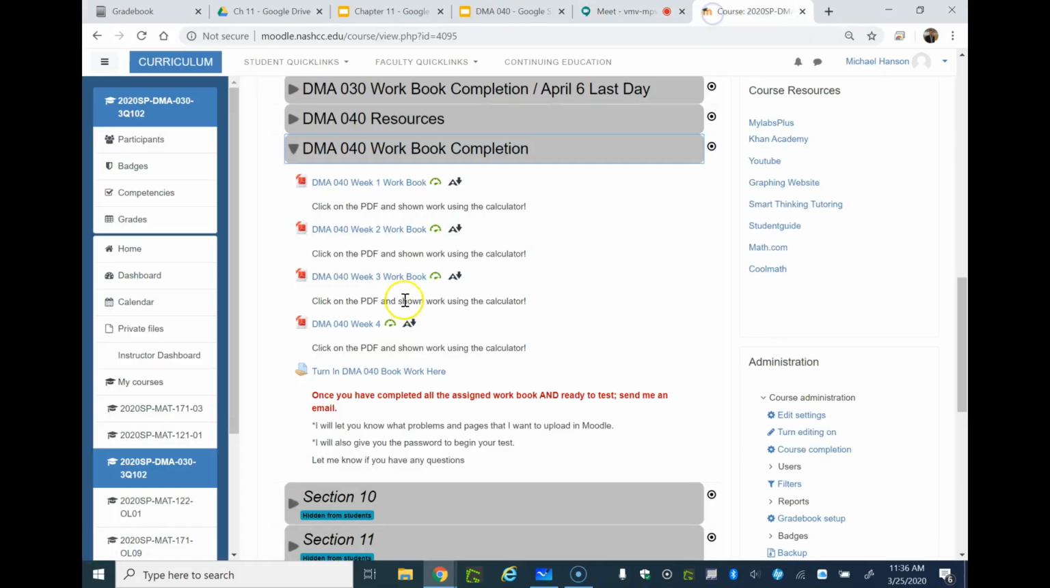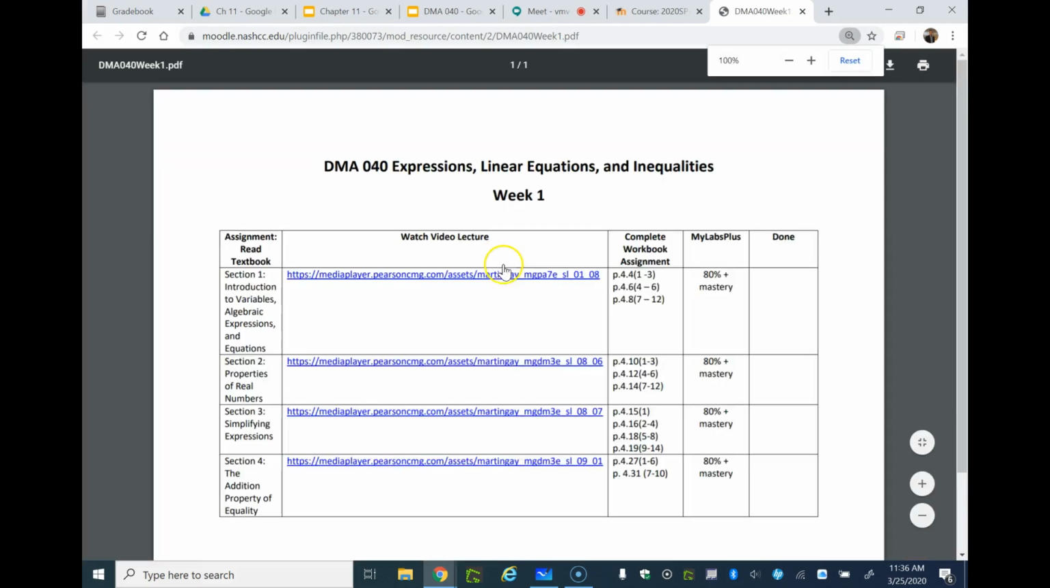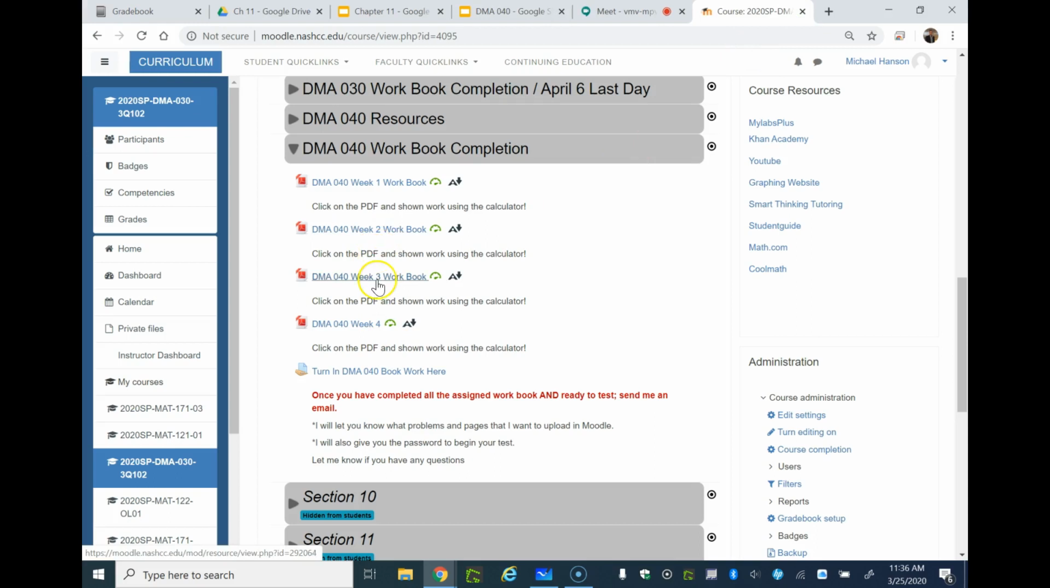Okay, so in Moodle, I have developed, or we, as a math faculty, developed a schedule for workbook completion. If you click on this link, it will take you to what problems I would like for you to do in each section. Like I said, make sure you check your answers as you go. And after you finish these problems from every week, week 2, week 3, and so forth, I will let you know what problems and pages to upload in Moodle, because this is where you'll be ready to test.